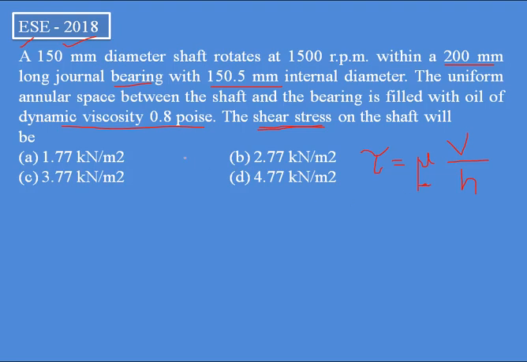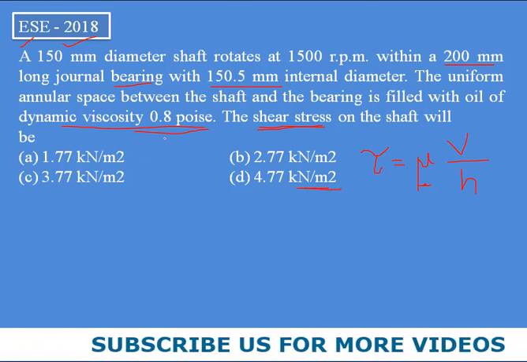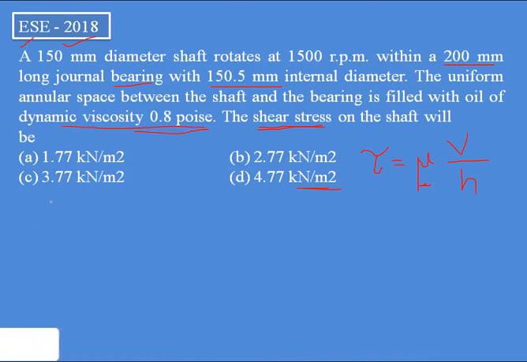Dynamic viscosity. Already the value is there, in terms of poise, but here we require the answer in Newton per meter square. For that, convert this into Pascal second, and later what you're going to get is Newton per meter square. First convert the dynamic viscosity into Pascal second. To convert that into Pascal second, just divide the poise by 10. So what you're going to get is 0.08 Pascal second.